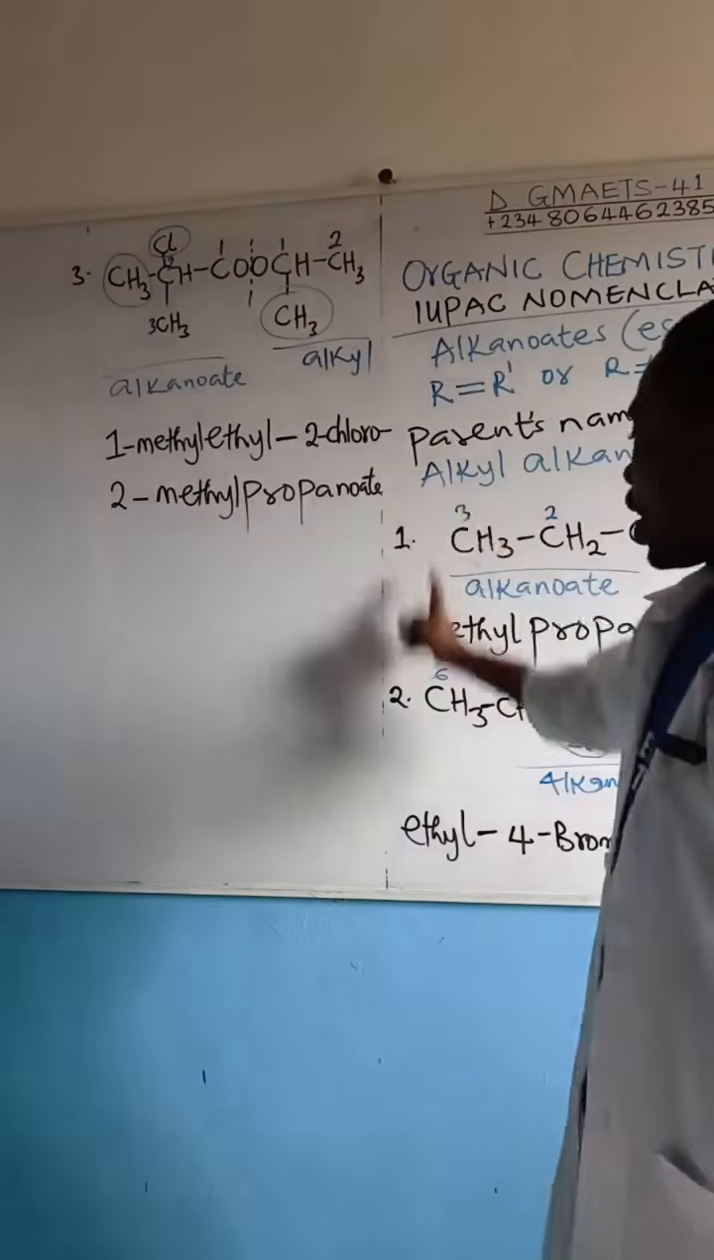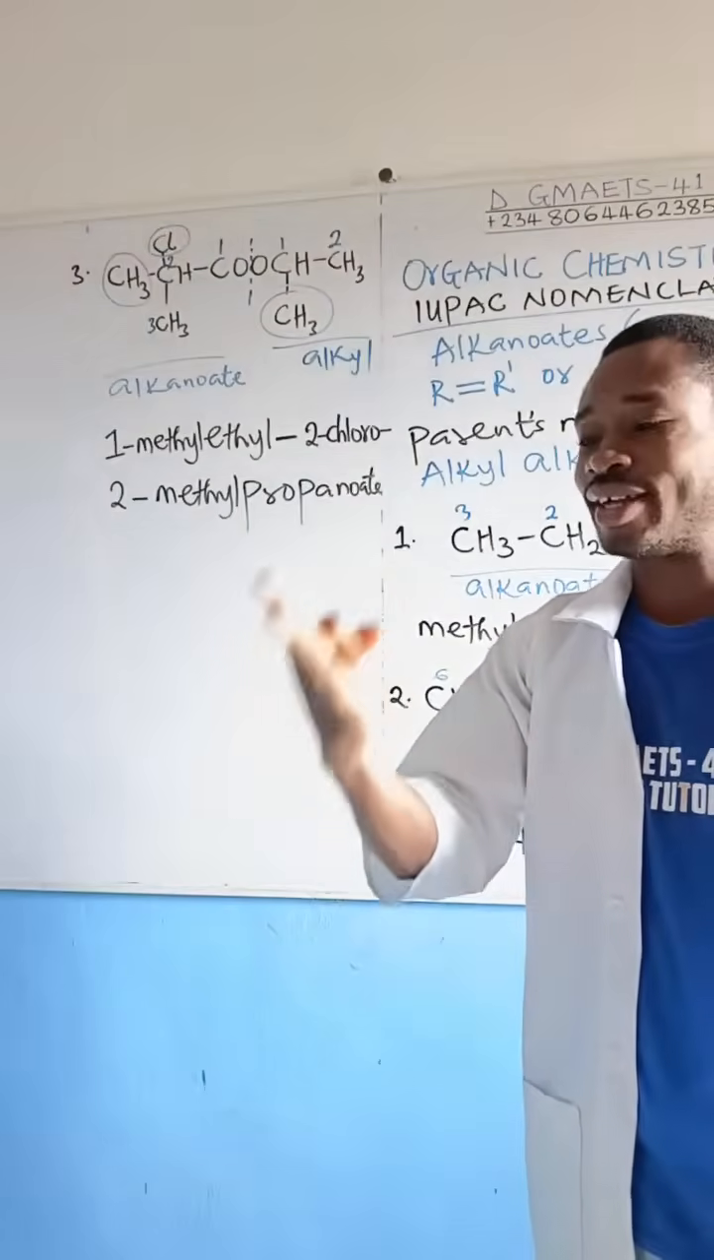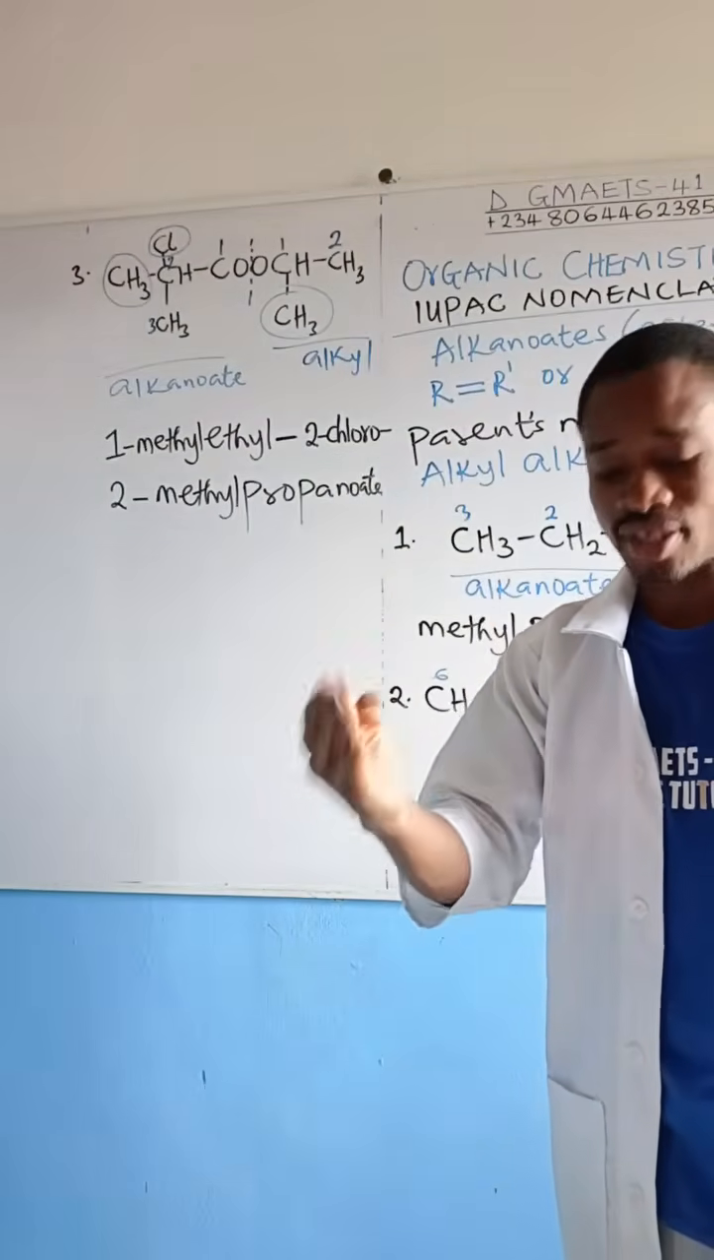We have treated four homologues. The first is esters, alkanoates. The second is acid chloride. The third is acid amide. The fourth is acid anhydride.